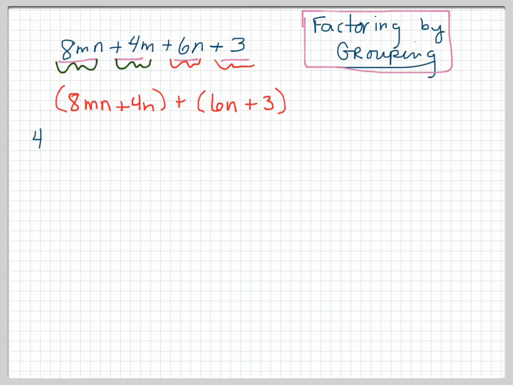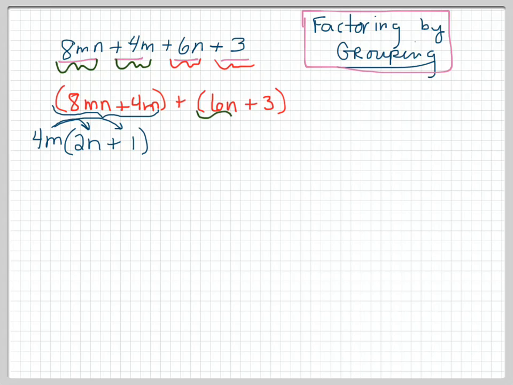So I'm going to take a 4 and an m out of the 8mn, which leaves 2n left over, and oops, I dropped my hump on my m there. And I'm going to take the 4m out of 4m, which leaves me a factor of 1. And you always just recheck in your head really quick. If you redistribute, do you get what you started with up there in red? 4m times 2n is 8mn, and 4m times 1 is 4m. So I know this factorization for that first grouping is correct.